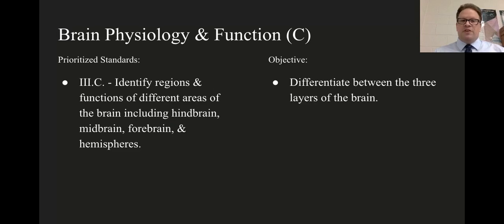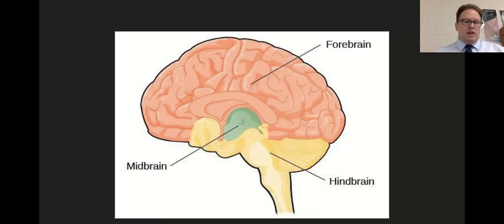All right, this is Brain Physiology and Function, Section C lecture. Our prioritized standards are 3C this time. Objectively, we're going to differentiate between the three layers of the brain. Now, the brain is split up into three major layers.